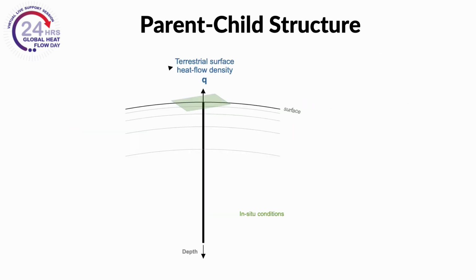This slide shows how the parent-child structure works in practice. An entry in the database begins with a heat flow density value, Q, in a specific location. In this location, there may be multiple heat flow measurements included in the database. These may be from different depths and may represent a range of heat flow values, temperature gradients, and conductivities.